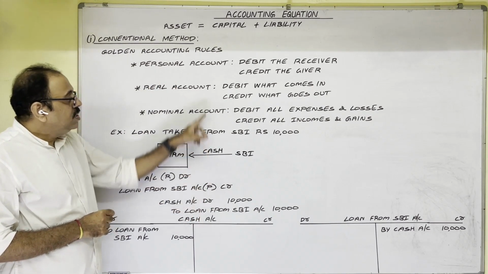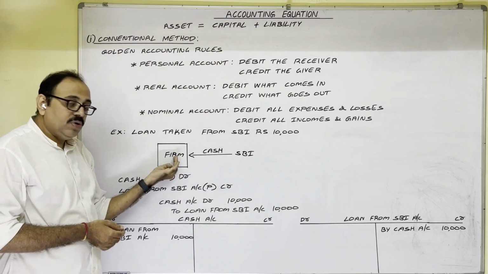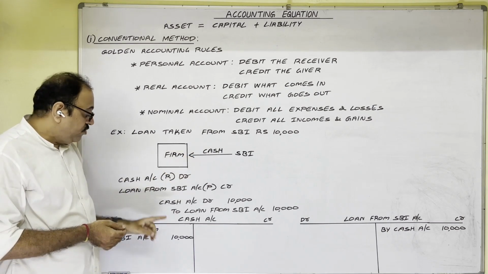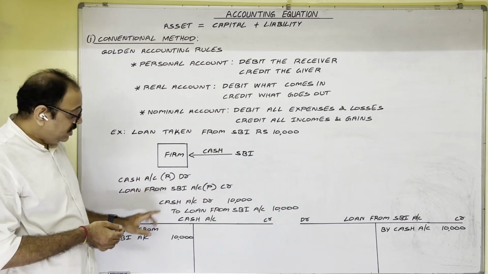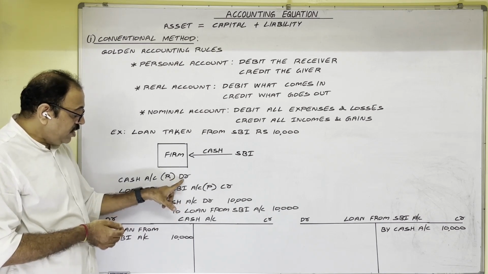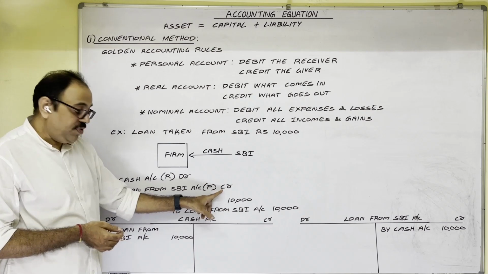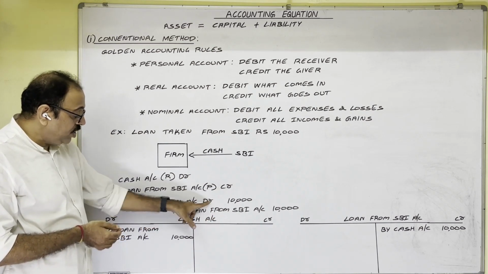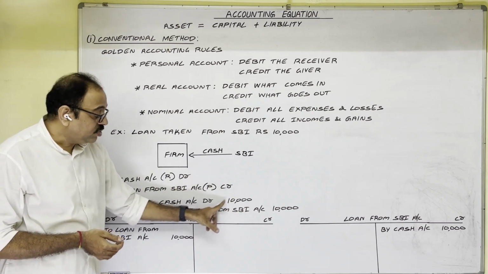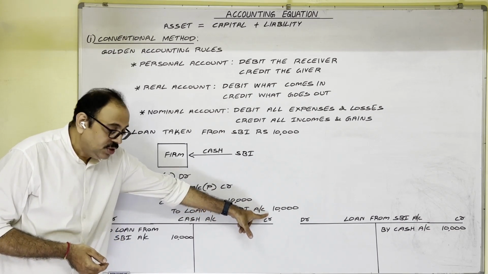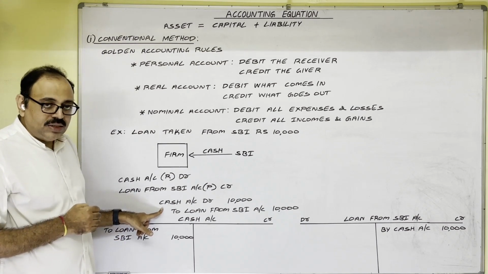Personal account rule: debit the receiver, credit the giver. Here the bank is giving a loan to us, so the bank is the giver. Therefore, this account we have to credit. So what is the final entry for this? Cash account we should debit, loan from State Bank of India account we should credit. Therefore, the journal entry is: cash account debit to loan from State Bank of India account, 10,000, 10,000. So in the journal we write a journal entry like this.